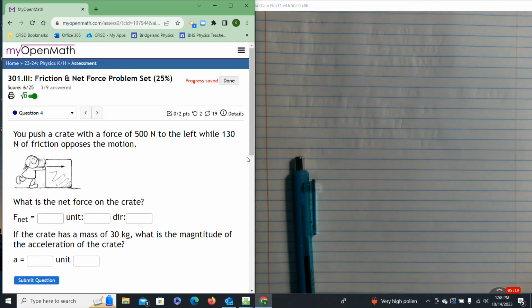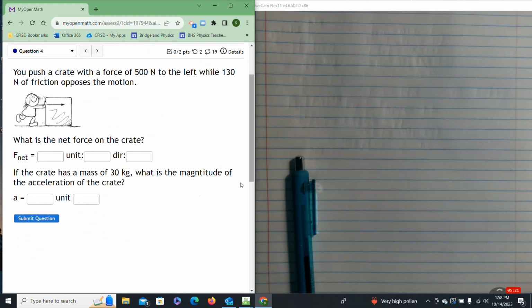This is number 4 on 301.3. It says, you push a crate with a force of 500 newtons to the left, while 300 newtons of friction opposes the motion. This picture might be a bit misleading because the question is being randomized, so sometimes it says to the right and other times it says to the left, and that's not what the picture is showing, so please make sure that you read the question carefully. But it says, what is the net force on the crate?